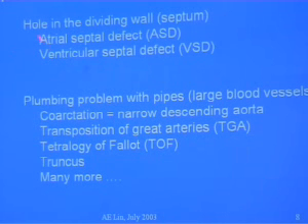The first type of heart defect is a hole in the dividing wall, and we call it a septal defect. If it's a hole in the top of the heart, we call it an atrial septal defect, ASD. In the bottom, we call it a ventricular septal defect.